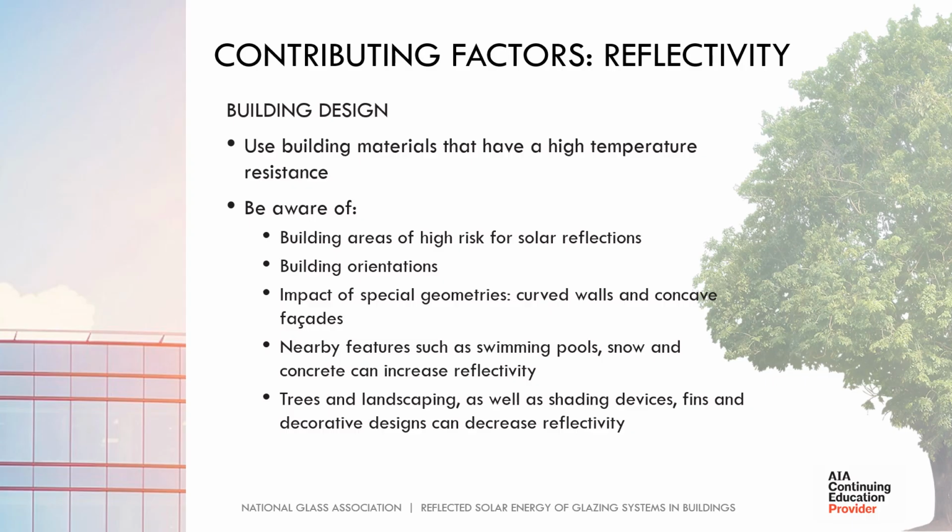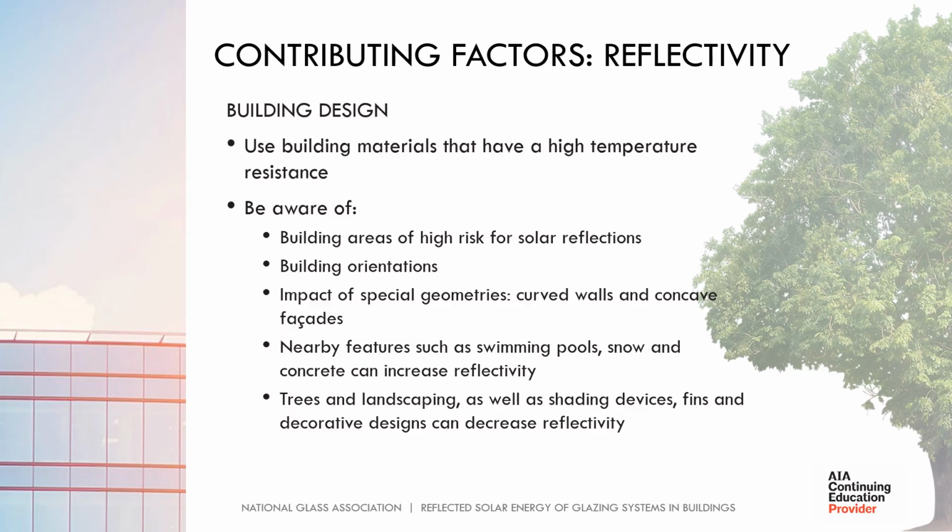The following design considerations are some of the possibilities to reduce the effect of solar reflection. In building design, consider using materials that are able to resist temperatures greater than 250 degrees Fahrenheit. Be aware of building areas of high risk for solar reflections and determine if any building materials in the vicinity will contribute to increased heat gain on other building surfaces. Walls with highly reflective surfaces that are directly opposite other walls or inside corner details should be evaluated. Other areas include alcoves and overhangs.